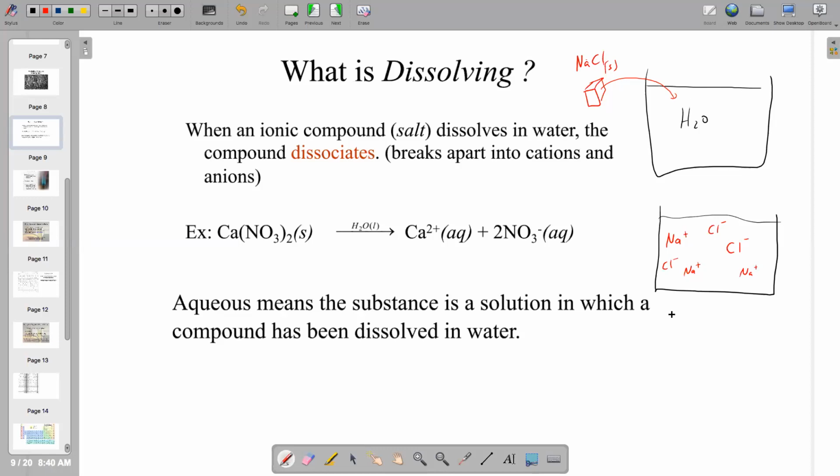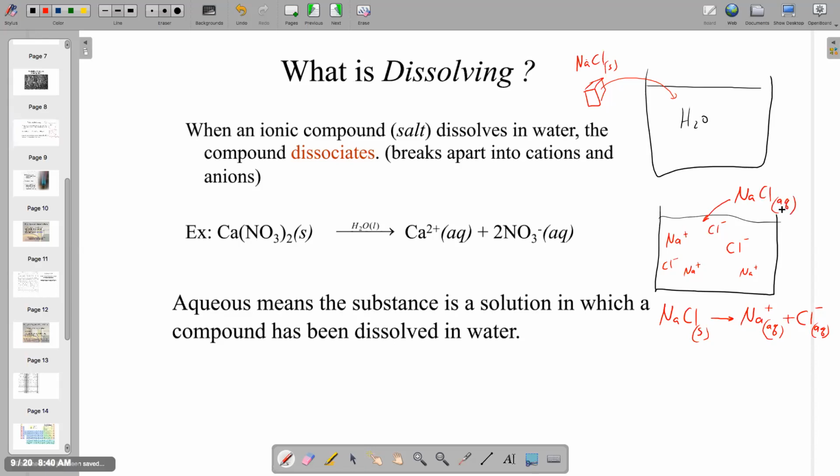You can write it a couple of different ways. But really, NaCl as a solid, when it's put into water, becomes sodium ions, which are aqueous, and chloride ions, which are aqueous. But generally, the way we write it in a chemical equation is to say that there's sodium and chlorine in water. We just usually write NaCl (aq).